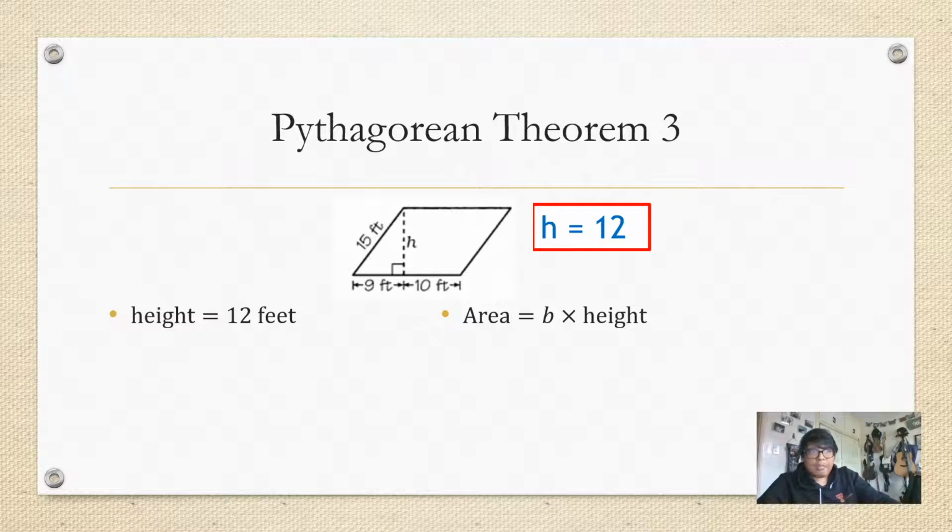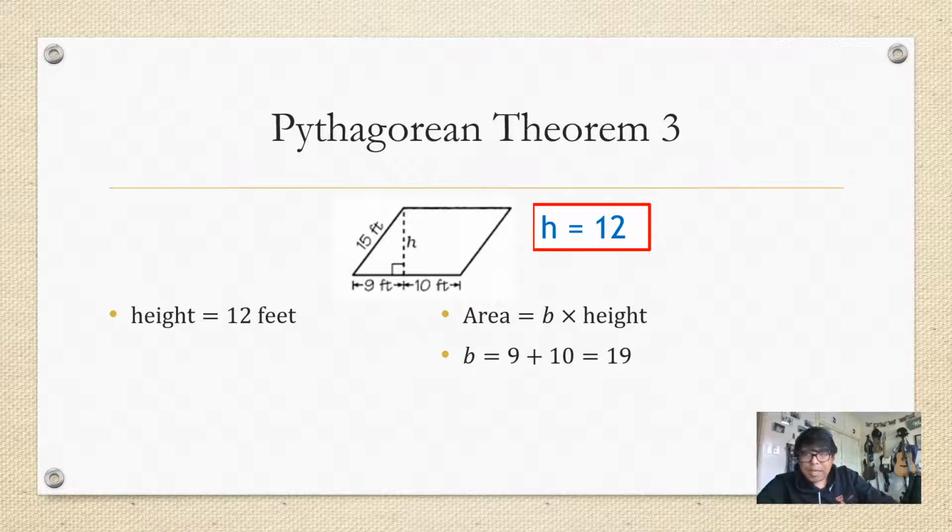And the area formula is the base of the parallelogram multiplied by the height of the parallelogram. Now we know the height is going to be 12. That's this vertical distance up here. That's 12. The base is going to be how far it is along the bottom, this horizontal section. And if you have a good sense of this, you know that this is just going to be 9 and 10 put together, or just 19.